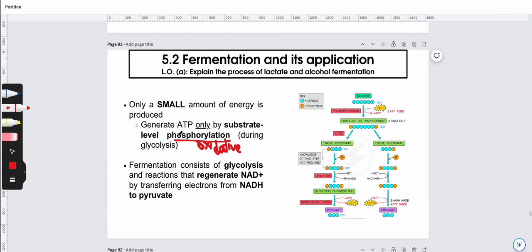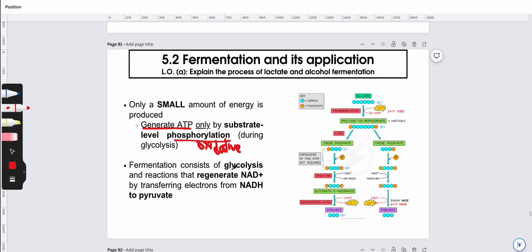So no need to know about that yet. We will cover that later on. But please, if you still cannot differentiate between these three ways of generating ATP, please watch again the first lecture that I've sent you before. Alright, so look at this.